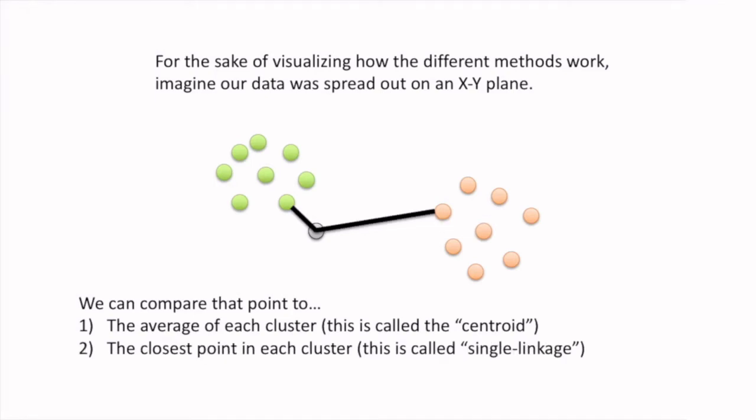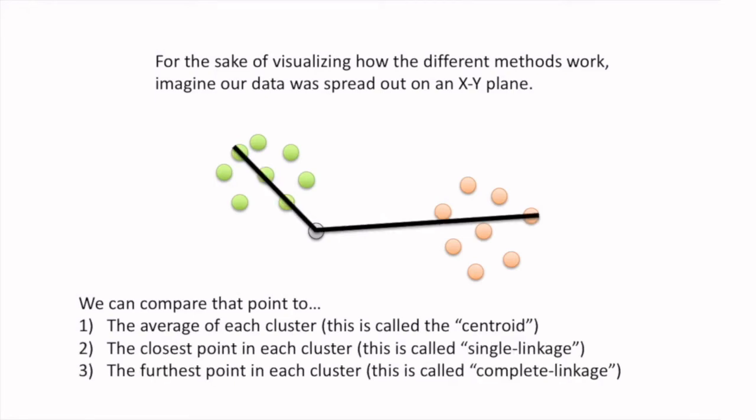Or we can compare it to the furthest point in each cluster. This is called complete linkage. So the closest point in each cluster is called single linkage, the furthest point in each cluster is called complete linkage, and the average of each cluster is called the centroid. And there are other methods as well.